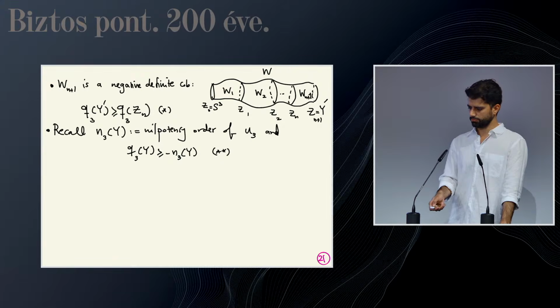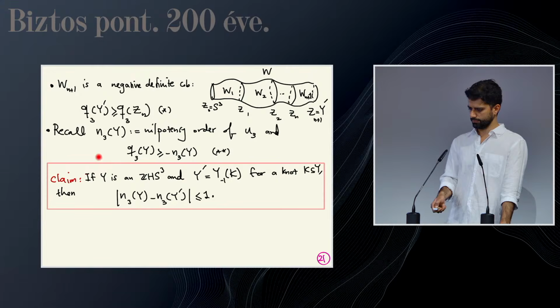And recall somewhere I said something about the nilpotency order of this U3, and there was this inequality. Here I'm looking at only half of it: that Q3 is at least the negative of the nilpotency order of Y.